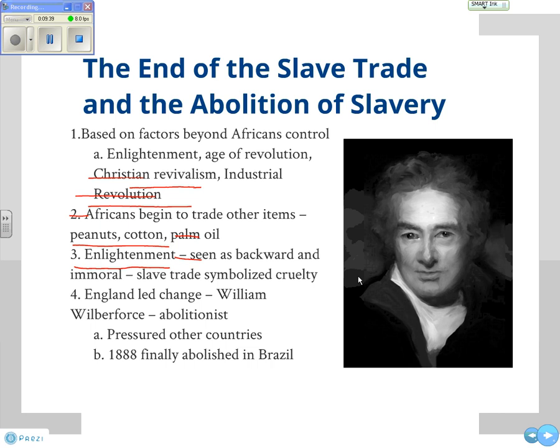Number three, we'll see the Enlightenment. Under Enlightenment, slavery is seen as backward and immoral, and it symbolized cruelty. Number four, England leads the charge. Although they've benefited greatly from slavery, they will lead the charge, and William Wilberforce, an abolitionist here, will do it. England will pressure other countries, and the last country to abolish slavery in the Americas is Brazil, and they do it in 1888.